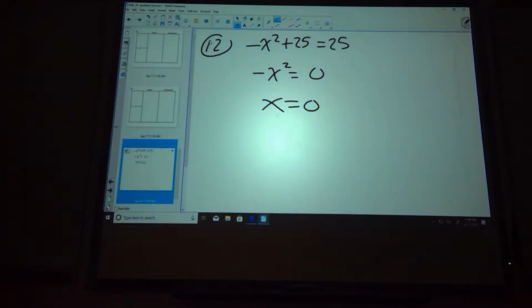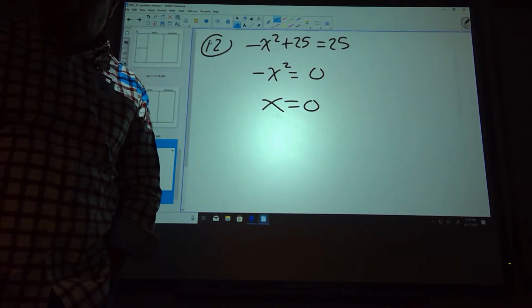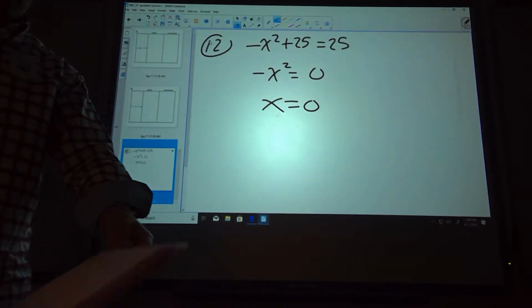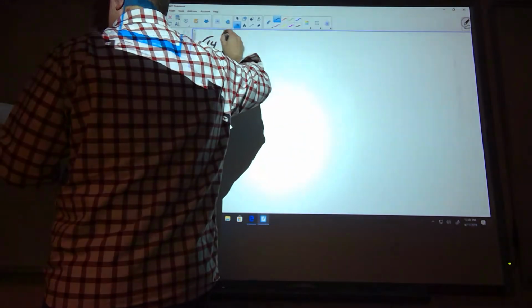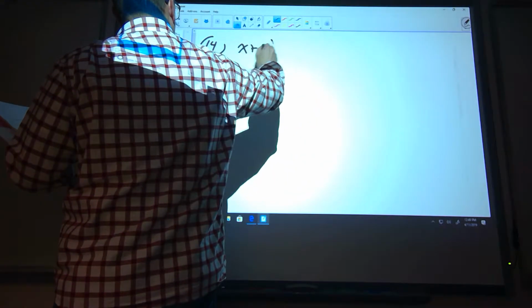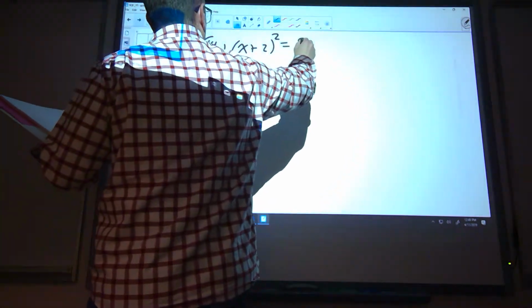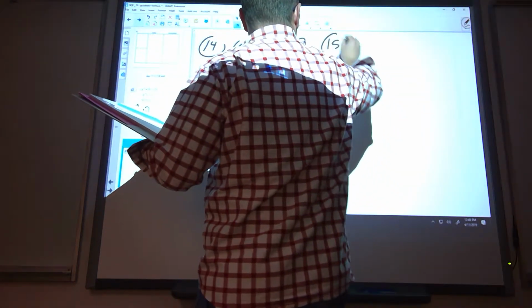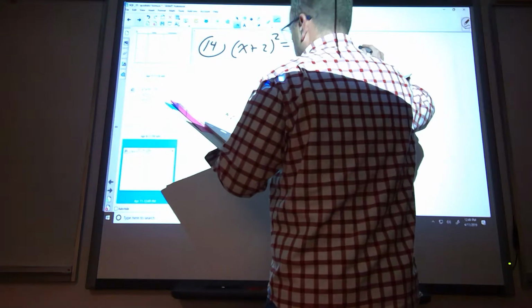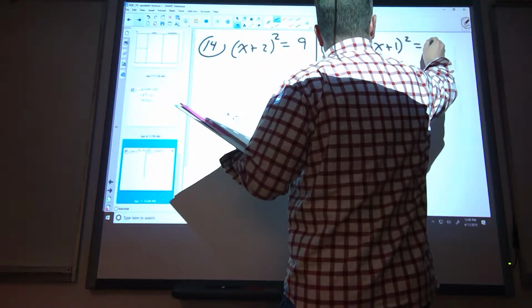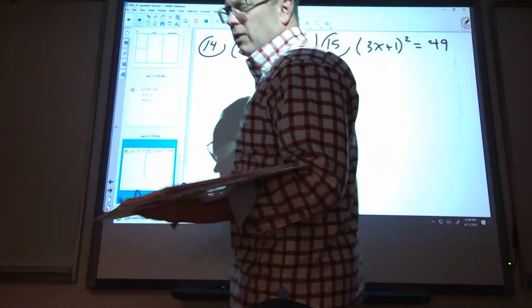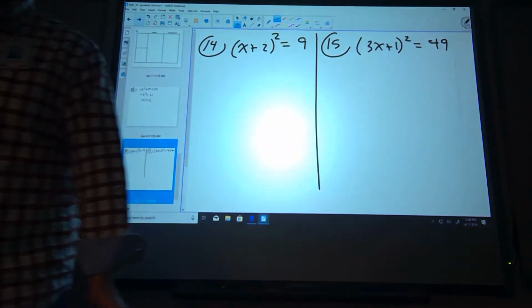Only one answer. Yeah? Can you do 15 and 14? All right, 14. We got x plus 2 quantity squared is equal to 9. And then also number 15, you said? 3x plus 1 squared equals 49. Okay, these are a smidge different. That's probably what you're asking.